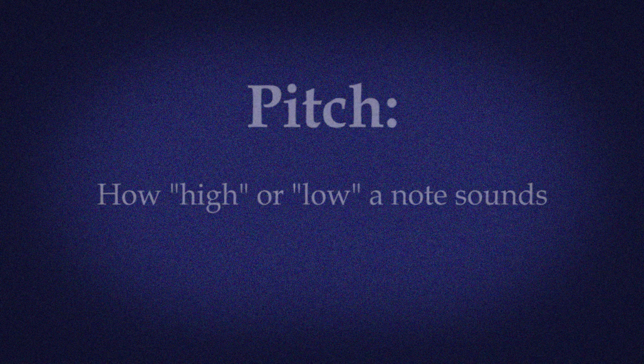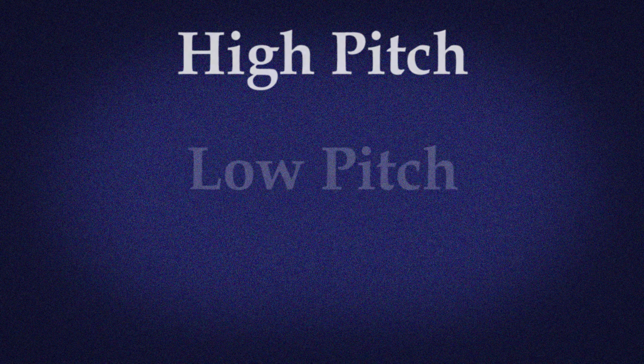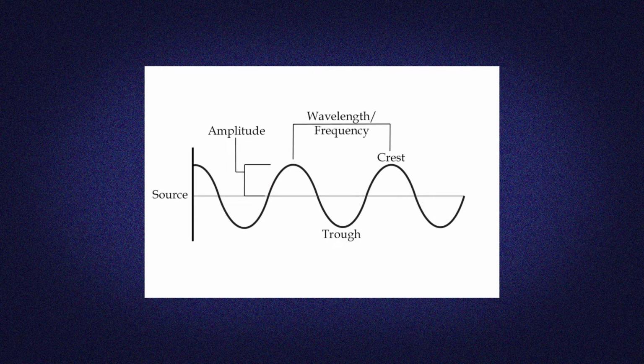For example, when you hear a flute or a violin, you're hearing high-pitched notes. When you hear a bass guitar or a tuba, you're hearing notes with low pitches. In music, the words for high and low pitches are treble for high pitches and bass for low pitches. It's caused by the frequency of the sound wave.